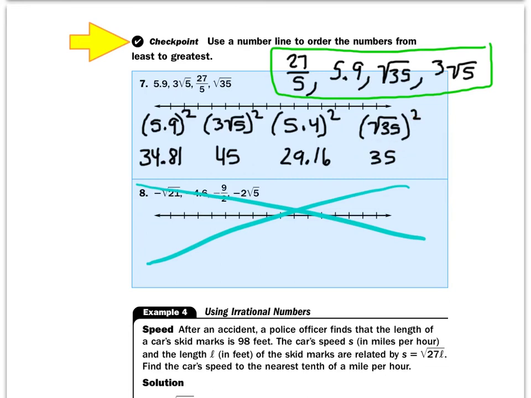And then you can put these in order. So see how 29.16 is the smallest, so I know that 5.4 would be the smallest, and so that would be 27 over 5, because that's 5 and 2/5, and that's 5.4. So I put it back in its original form. And then the next number that I would have to pick was the 34.81, so the 5.9 would come next. And then the next number would be 35, so the radical 35 would come next. And then the biggest number there, of course, would be 45, so that's why I put 3 radical 5 last.